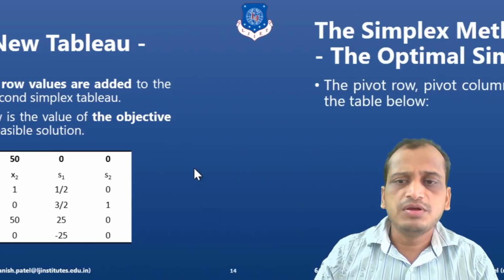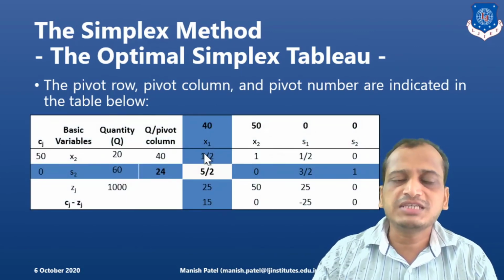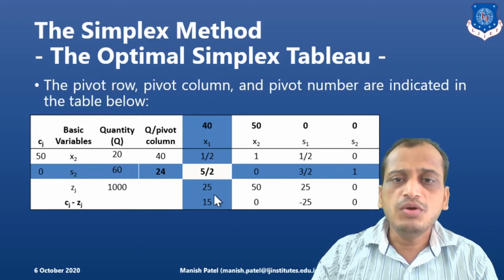So, in the next step, that is our pivot column. So, what is the pivot column? The 15, which is the maximum positive value, is our pivot column. Clear? Now, what is our next step?